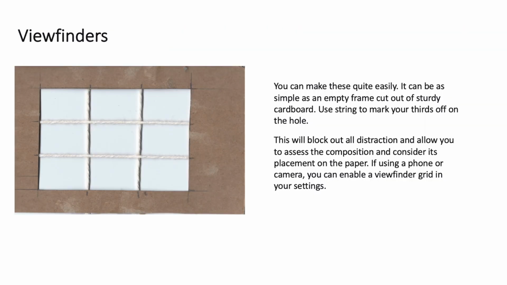Another tool to help you is a viewfinder. Viewfinders help you find your rule of thirds. You can make these quite easily. It can be as simple as using an empty frame cut out of a sturdy cardboard. Use string to mark your thirds off on the hole you made. This will block out all distraction and allow you to assess the composition and consider its placement. If using a phone or camera, you can enable Viewfinder Grid in your settings.